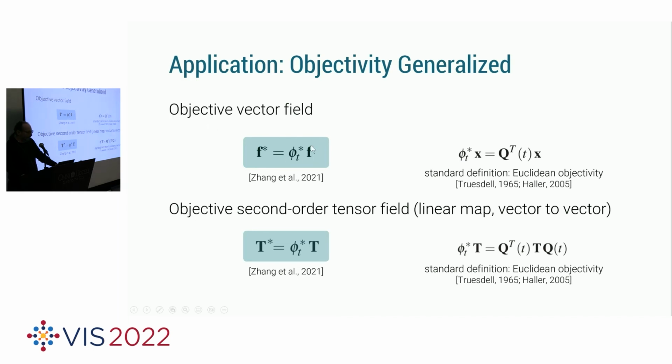A vector field F is objective if it transforms from one observer to another one exactly with this rule. So it's just a pullback again. We pull back any vector field F to a pulled back vector field F star. And if these two vector fields are just connected like this, then it's objective.